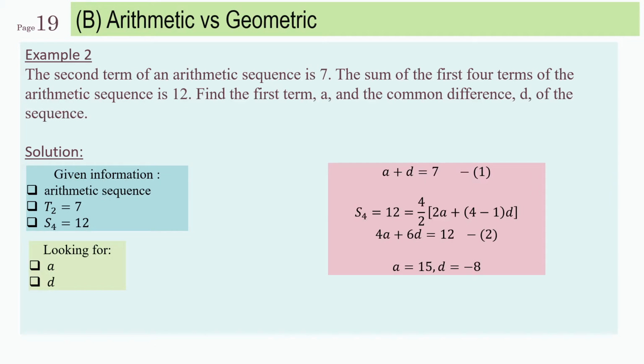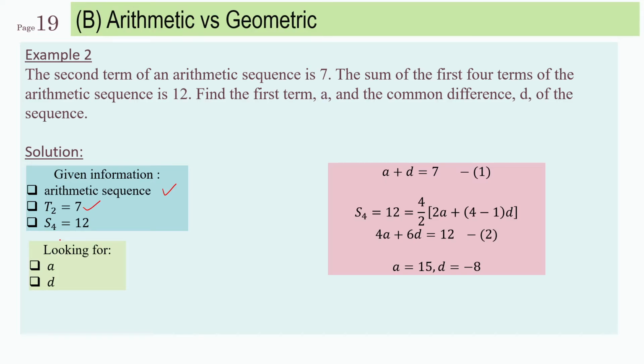Okay, and example 2: the second term of an arithmetic sequence, so this is arithmetic, and T2 is 7. The sum of the first 4 terms, so S4 equals 12. Find the first term and the common difference of the sequence. So they are looking for A and D.